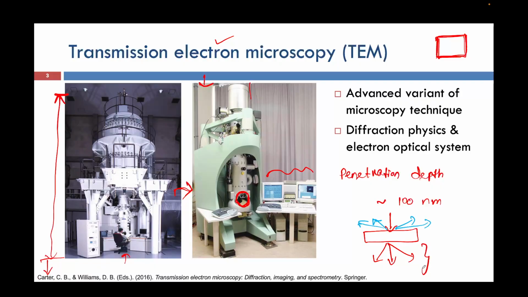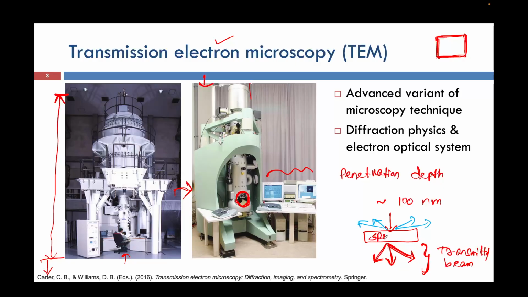So these are the transmitted beam. One of the transmitted beams might be the direct beam, another might be the elastically scattered beam, and another will be the inelastically scattered beam. So now we are going to put our detector after the electron passes through the specimen.